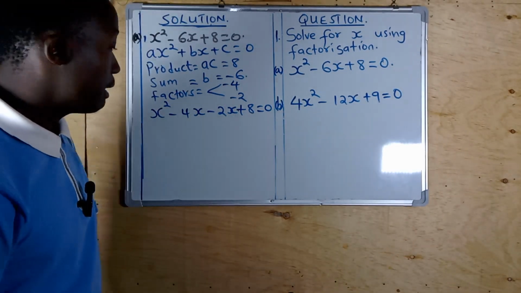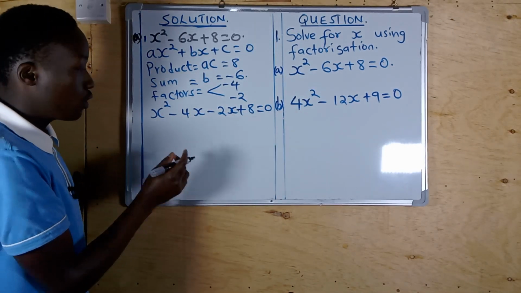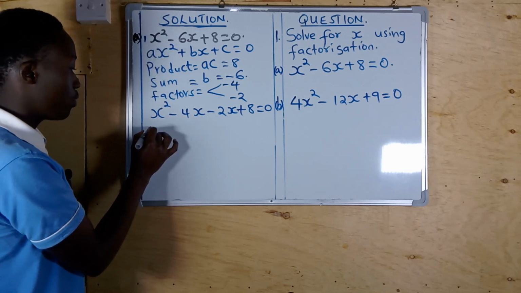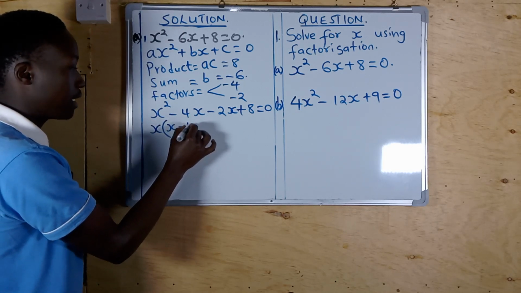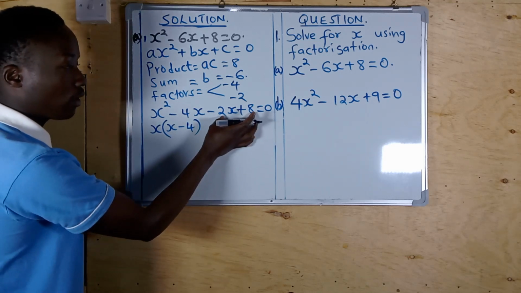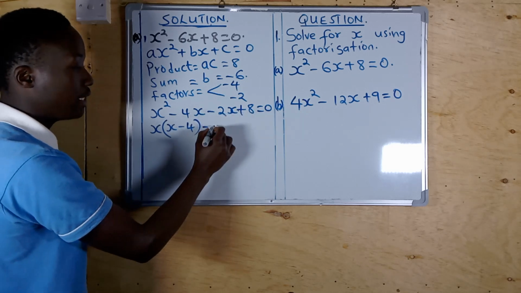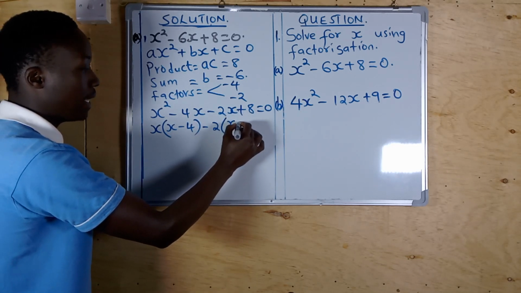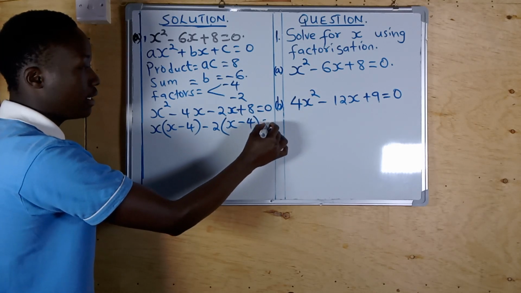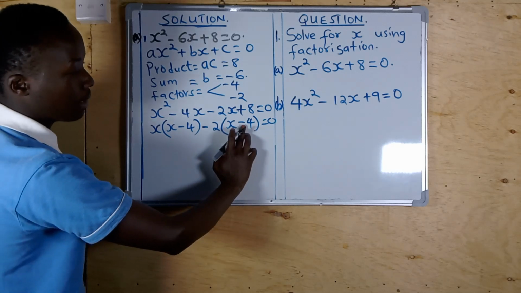Once we factorize it, we will factorize it two by two. So we factorize the first two. The common factor is x, and in the bracket, we will have x minus 4. Then we factorize the second pair. The common factor here of 2 and 8 is 2. It will be minus 2, then x minus 4 is equal to 0. Why minus 4? Because minus 2 times minus 4 is equal to plus 8.